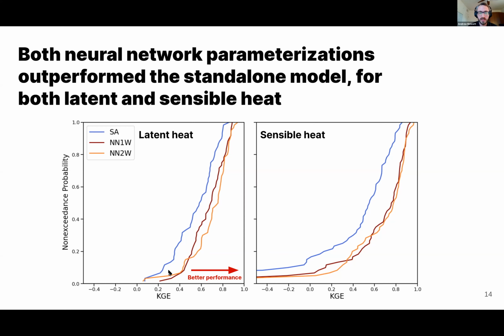These curves are made up of the 60 sites. So there are 60 points on each of these curves here. You can see that both the red and the orange lines are further to the right by maybe about 0.2-ish on the KGE scale. So it's a pretty wide margin here. And if you squint at this NN2 way, you might say the latent heat is a little bit better than even NN1 way. That is something that we dove into a little bit.